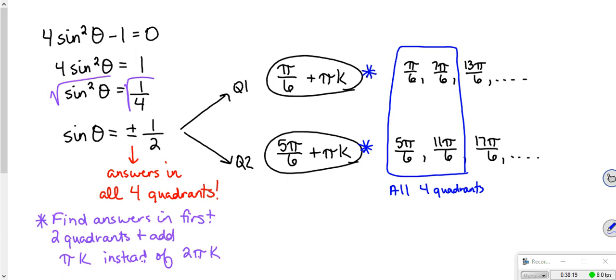I am actually going to stop there since we're going on 30 some minutes, and I will do problems 9 through 20 in the second part.